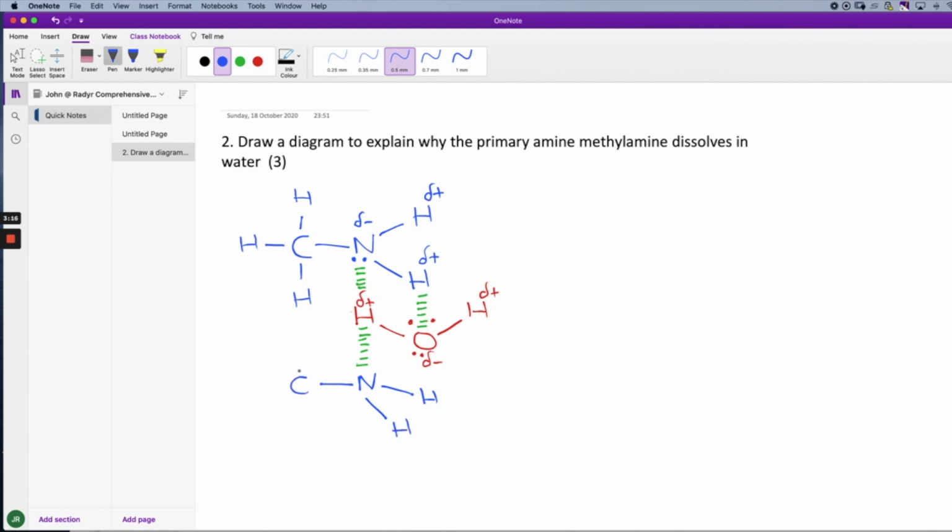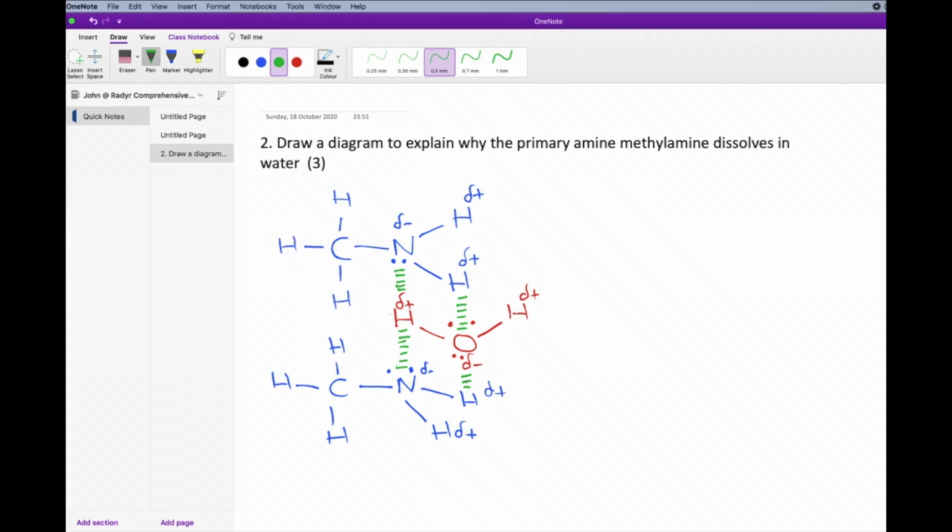And I'm going to draw methylamine in here, because when an amine dissolves, just like other organic molecules, the water molecules get between the solute, the amine molecules. So notice I put one lone pair on the nitrogen and the delta minus charge on the nitrogen, and I'm forming a hydrogen bond here between the other lone pair on the oxygen and a delta plus hydrogen on the amine molecule. So that diagram would show why the primary amine, methylamine, dissolves in water.